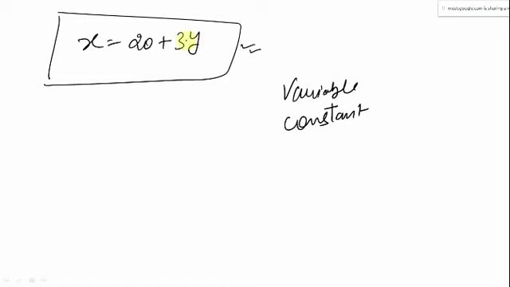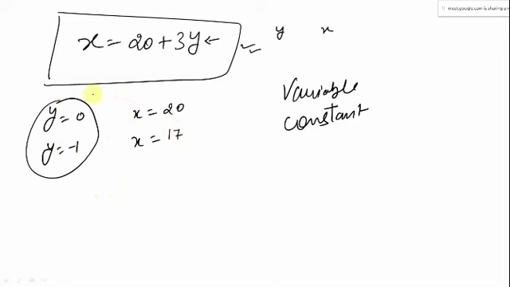So whatever value I put over here for y, I'll get a particular value of x. Suppose if I put y is equal to 0, I'll get x is equal to 20. If I put y is equal to -1, I'll get x is equal to 17, right? So this is the independent variable and this is the dependent variable, because based on the value of y, the value of x is actually derived.